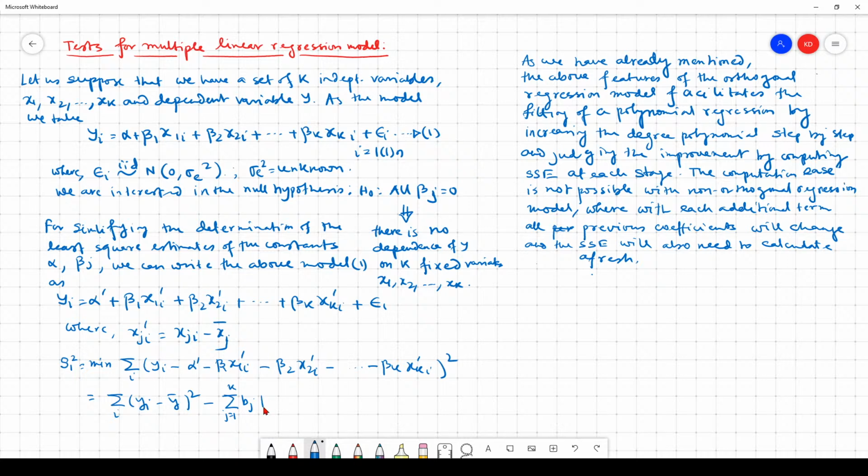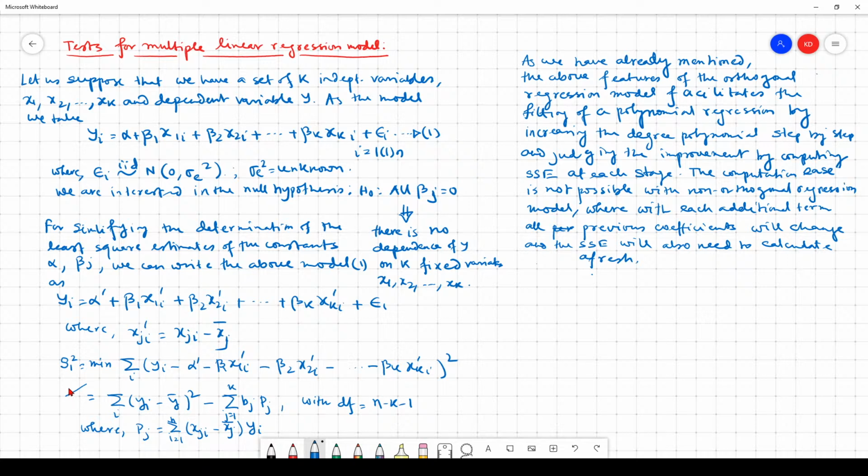beta j hat pj, with degrees of freedom n minus k minus 1, and where this pj is equal to sum over i from 1 to n of xji minus xj bar times yi.